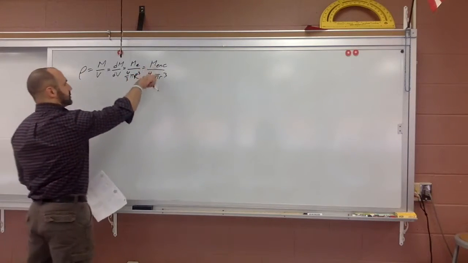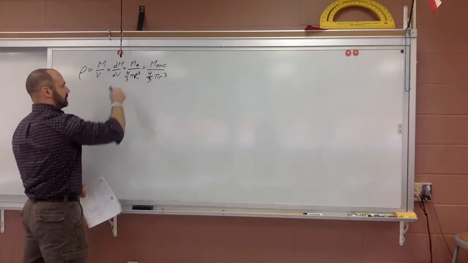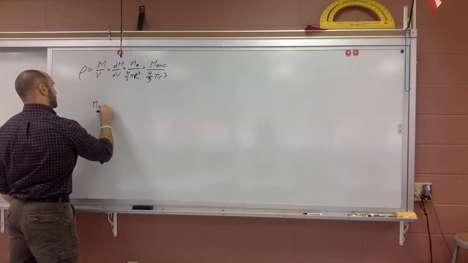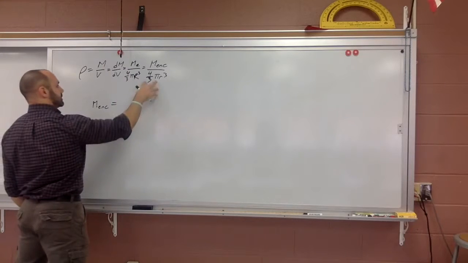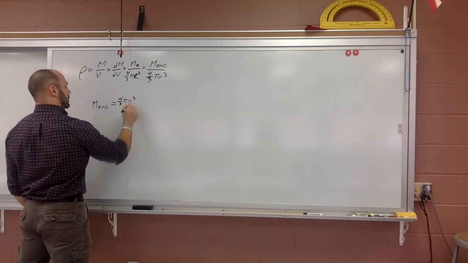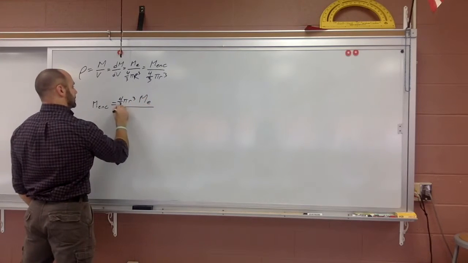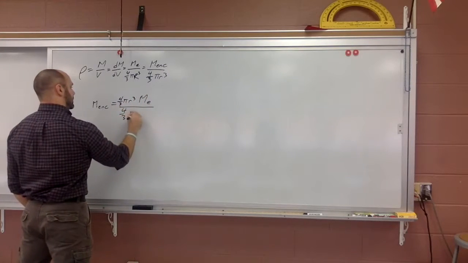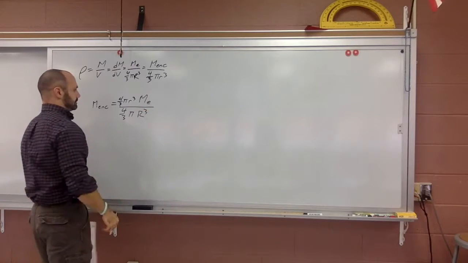The mass enclosed, though, I can find this as a function of this. The enclosed mass is, I just bring this up here, right? 4/3 pi little r cubed, times the mass of the Earth over 4/3 pi big R cubed.